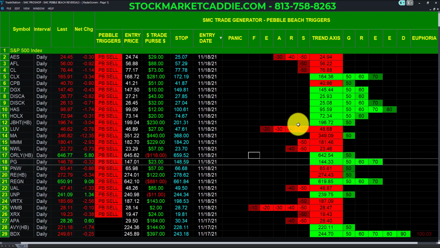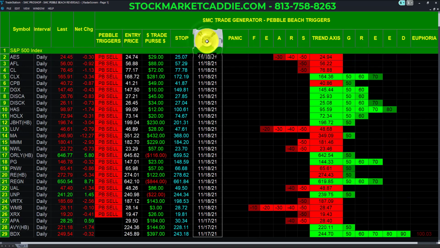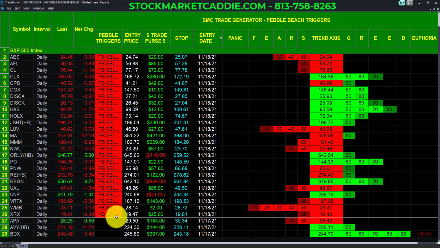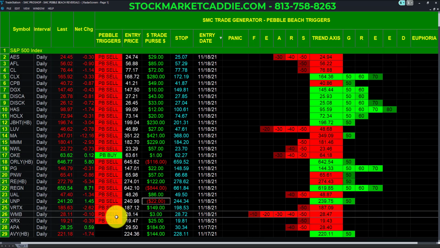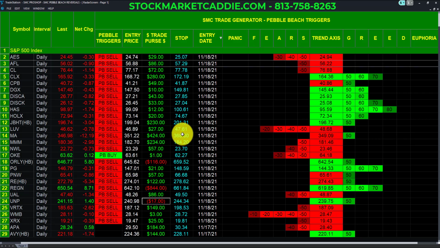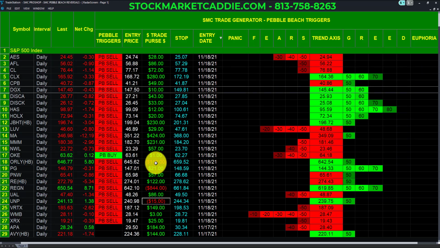All right, so this is the idea. This is the trigger to give you Pebble Beach sells, right? So if I sort the date, it just gives you the triggers today. It is more of a counter trend entry. So it gives you sell signals and buy signals on a counter trending basis. So here's a little buy that's showing up in here.